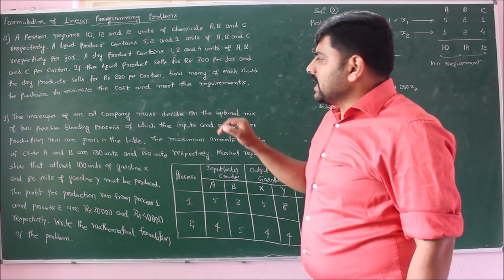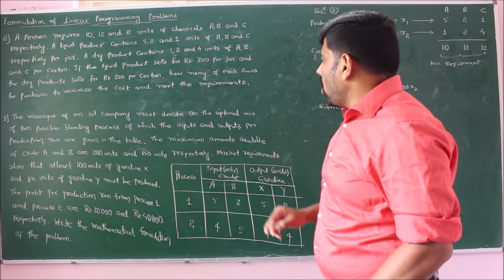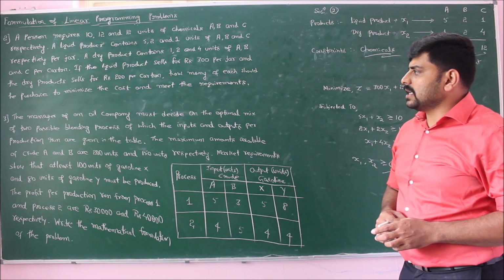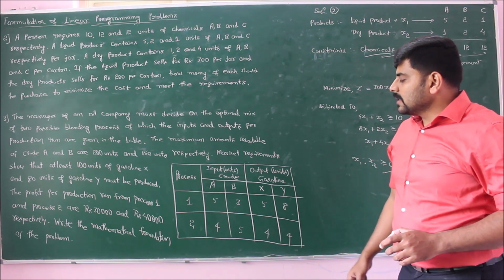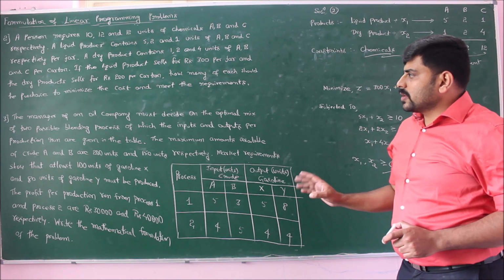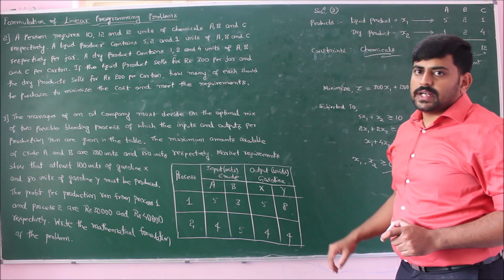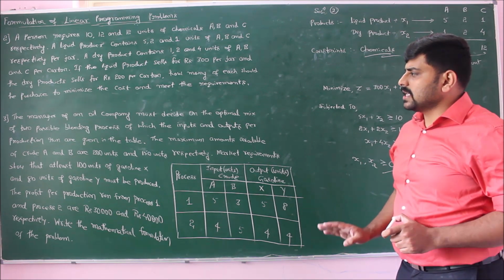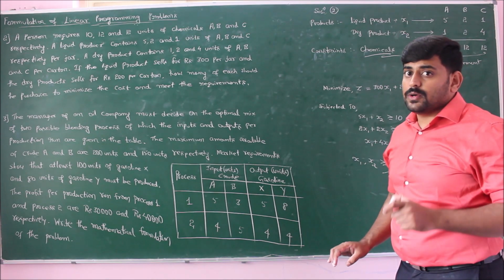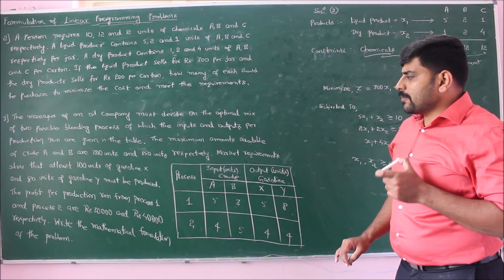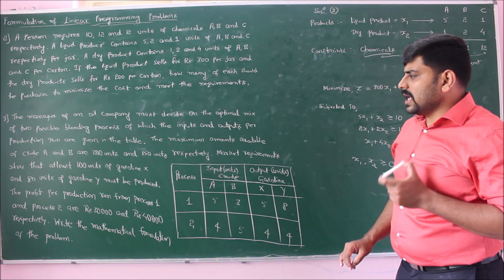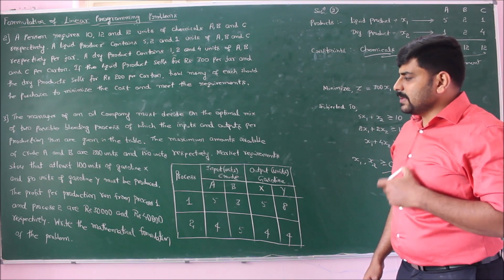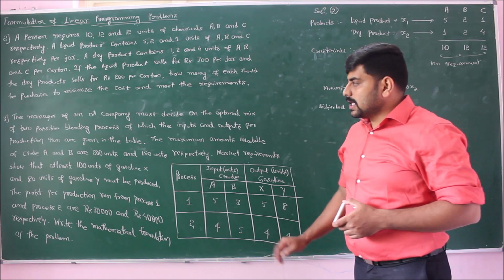The manager of an oil company must decide on the optimal mix of 2 possible blending processes, of which the inputs and outputs per production run are given in the table. The maximum amounts available of crude A and B are 200 units and 150 units respectively. Market requirements show that at least 100 units of gasoline X and 80 units of gasoline Y must be produced. The profit per production run from process 1 and process 2 are 30,000 rupees and 40,000 rupees respectively. Write the mathematical formulation of the problem. Let us solve this problem.